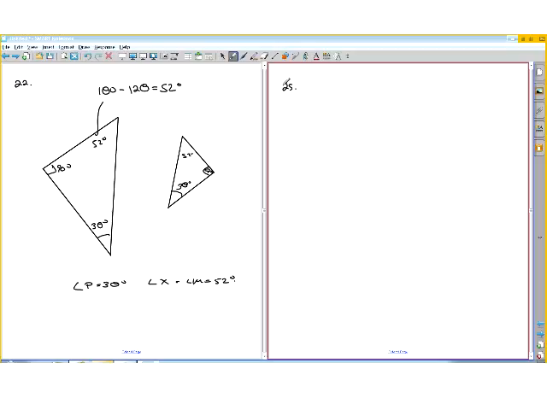Find the unknown side lengths of each pair of similar triangles. Okay, so let's draw our triangle. And it's an isosceles triangle. Try to make it as isosceles looking as I can. So there it is. This side is 12, this side is 12, this side is 15.